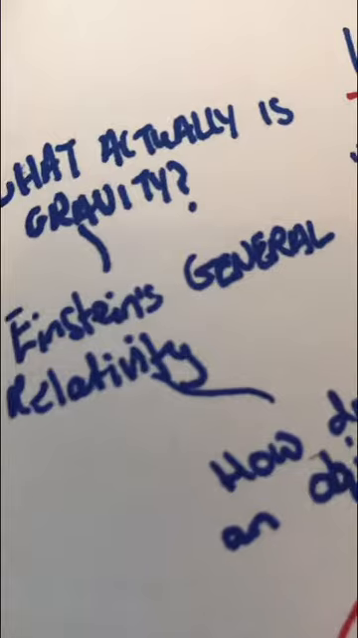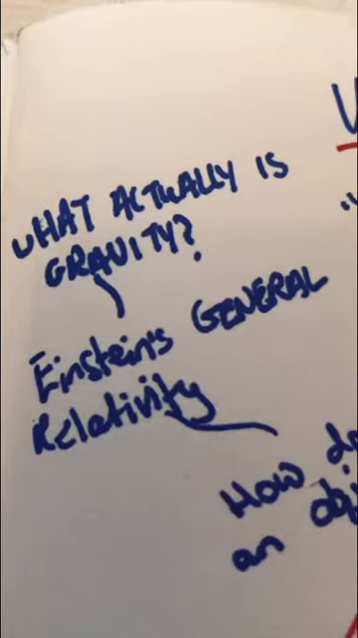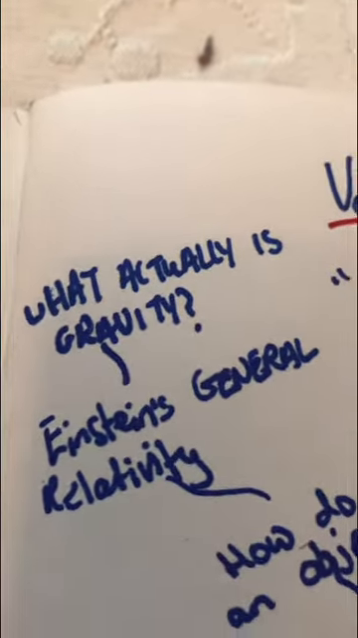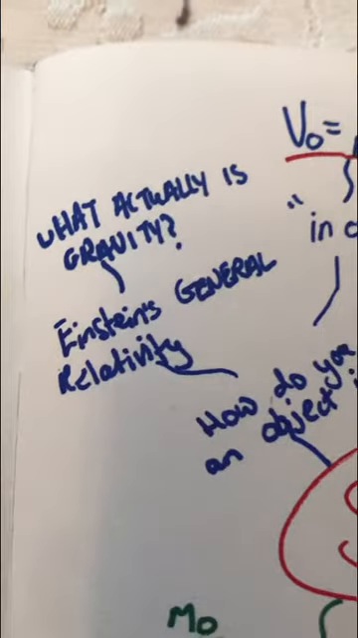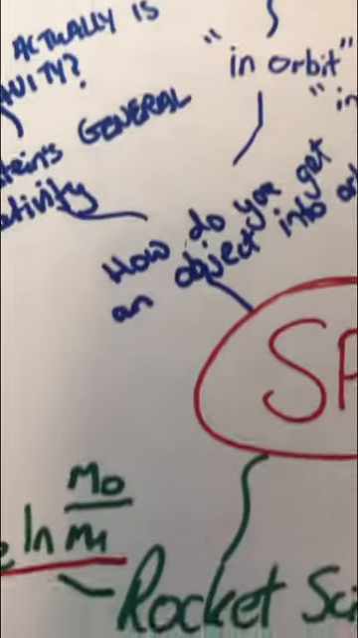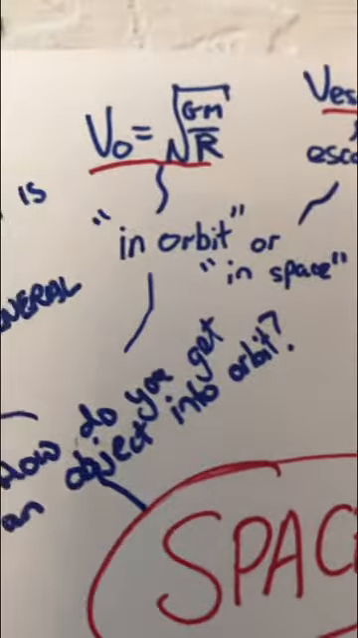And you could go into Einstein's theory of general relativity, where he worked out what gravity actually was. So why did that pen fall? He used lots of maths to work that out, so you could look into that if you wanted. So that is orbit and in space.